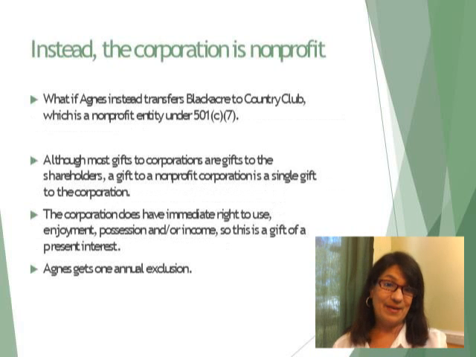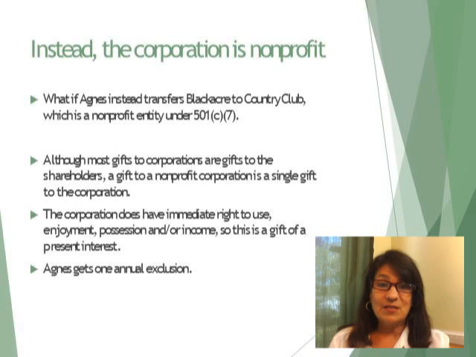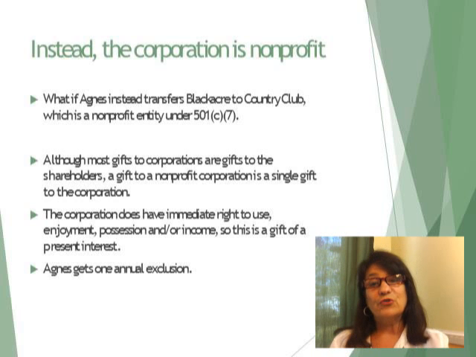Now what if, on the other hand, the corporation is a non-profit corporation, not owned by the nieces and nephews? Or it's a non-profit corporation. Well, now this is a little bit different. So in our example, this is from your book, Agnes transfers Blackacre to Country Club, which is a non-profit entity, and it's tax exempt under Section 501(c)(7). Now, tax exempt under 501(c)(7) doesn't let you get a deduction for income tax purposes.